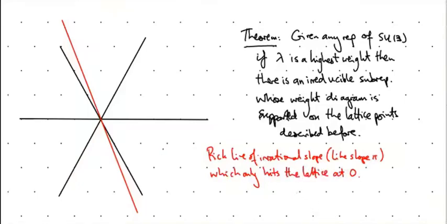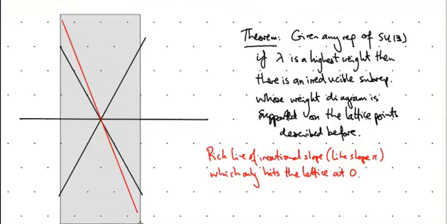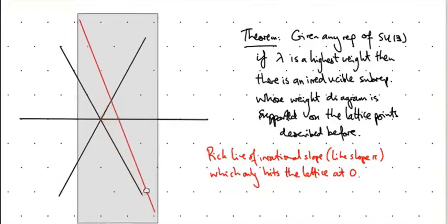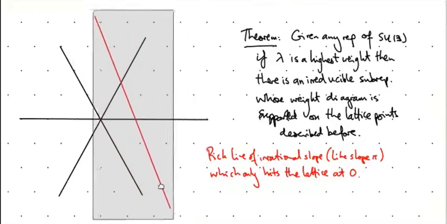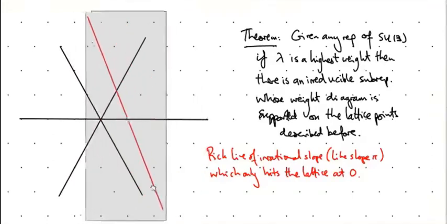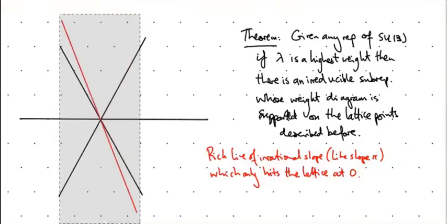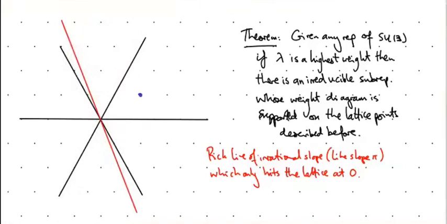Okay, then what am I going to do? I'm going to move that line parallel to itself, if I can select it. I'm going to move it parallel to itself to the right until I hit the edge of my weight diagram. So let me put a weight diagram down. Let me actually draw something. So let's do the adjoint representation. So these are our weight spaces.